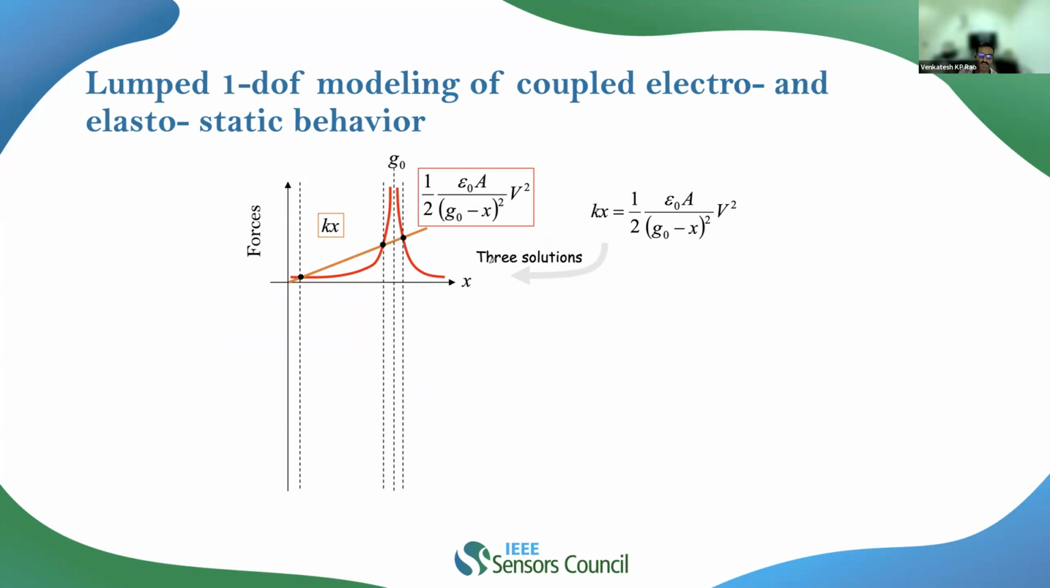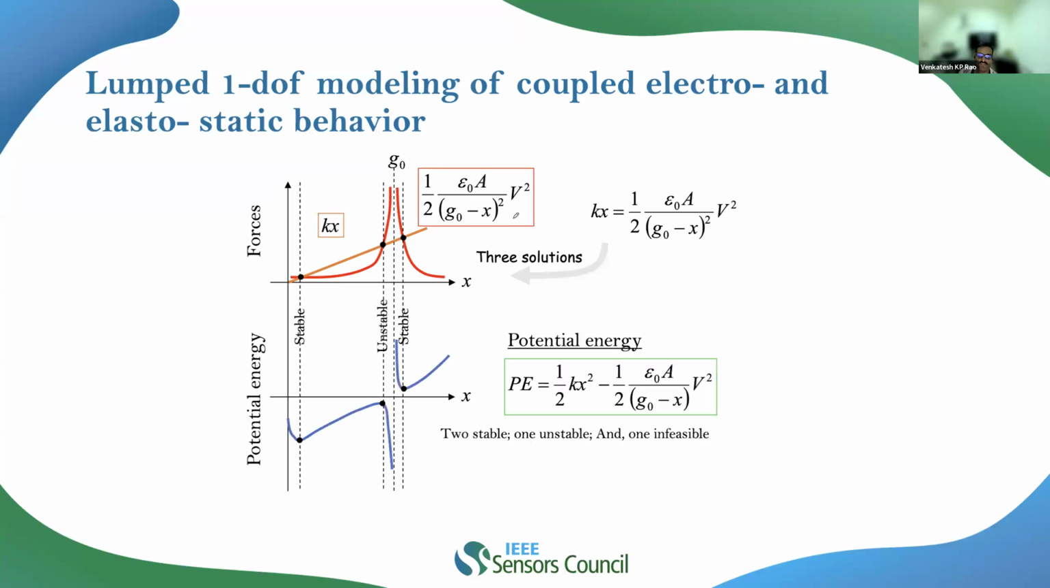If I take two forces as a function of x, this is basically my spring force, which is proportional to x, so it will be a straight line, and the other one is the electrostatic force. Both of them are going to cut at these three points. These are the roots of that equation, three solutions of that equation.